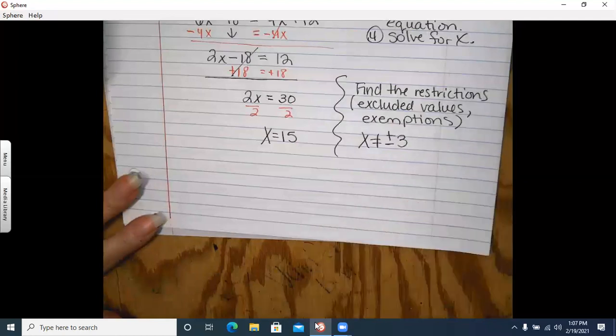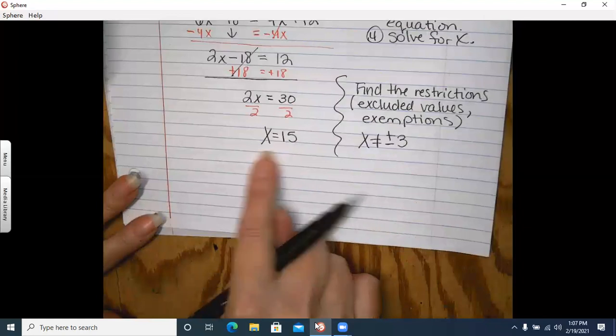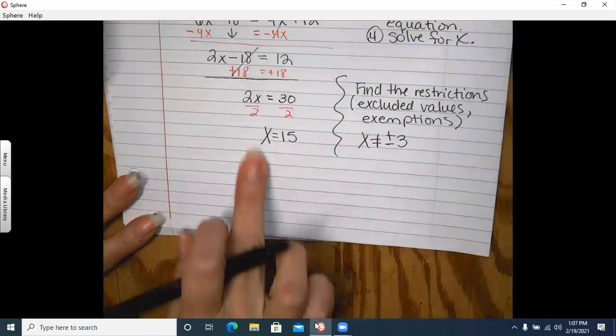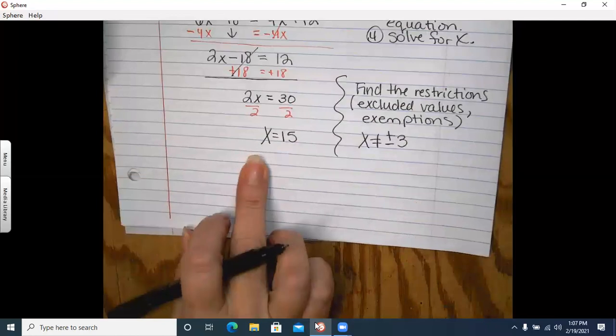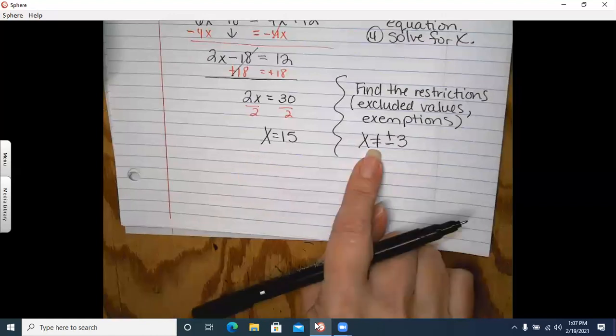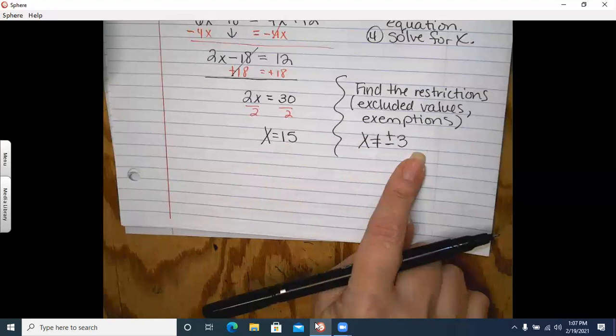Did x equal positive or negative 3? No, it was 15. If it did, say I solved and x was 3, that's called an extraneous solution. Mathematically, it worked out, but if we plugged it in, it would give us 0 in the denominator. That's what an extraneous solution is, okay? But as long as our answer is not positive 3 or negative 3, we're good to go, as long as we did it correctly.